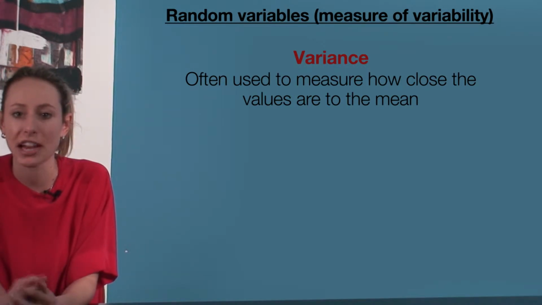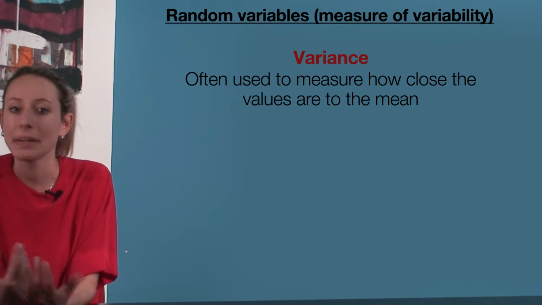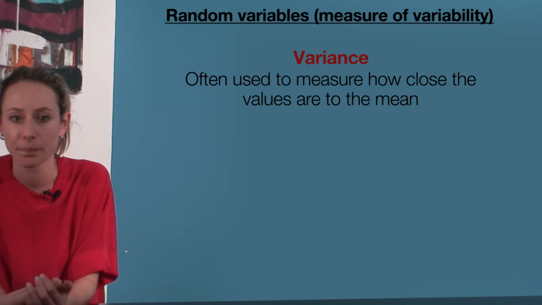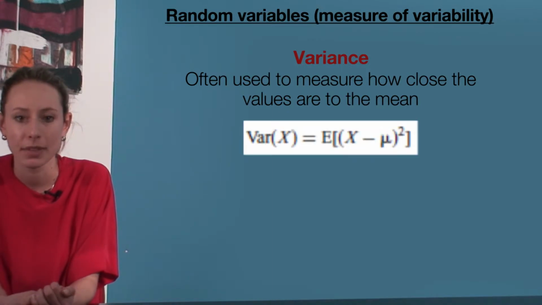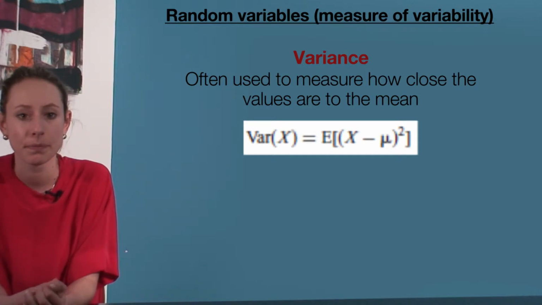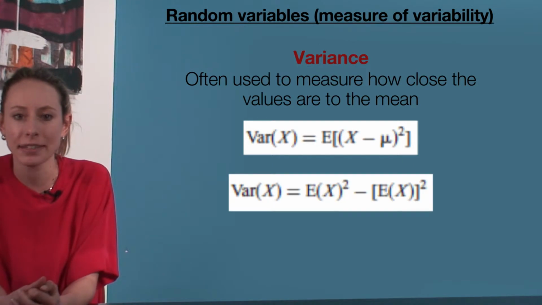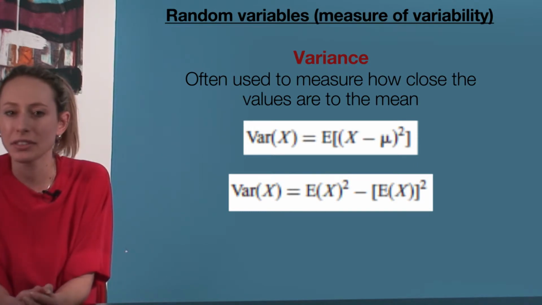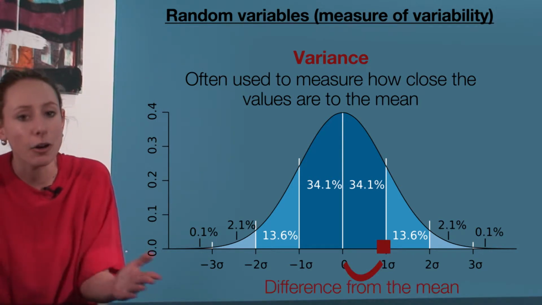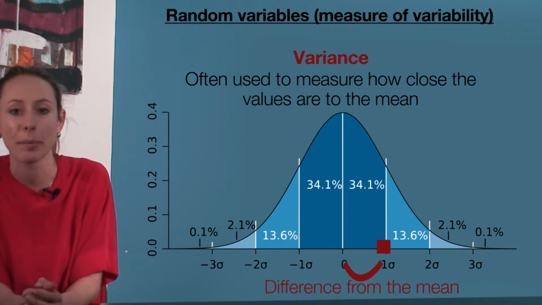Variance is often used to measure how close the values are to the mean. We can calculate it by measuring the spread of the probability distribution from its expected value, and it is shown right below. Variance is equal to the expected value of a random variable minus the mean value of the probability distribution, or variance is equal to the expected value of the squared probability distribution minus the expected value of the probability distribution squared. This will make more sense once we do a couple of examples, but it can be thought of as a measure of how far away a random variable will be from the mean.